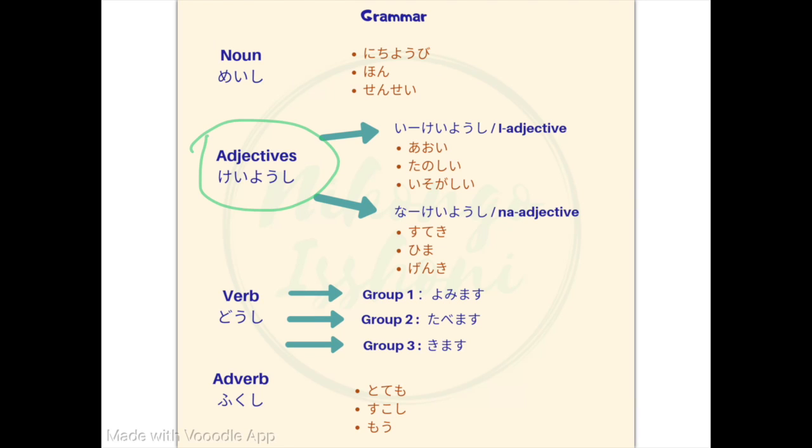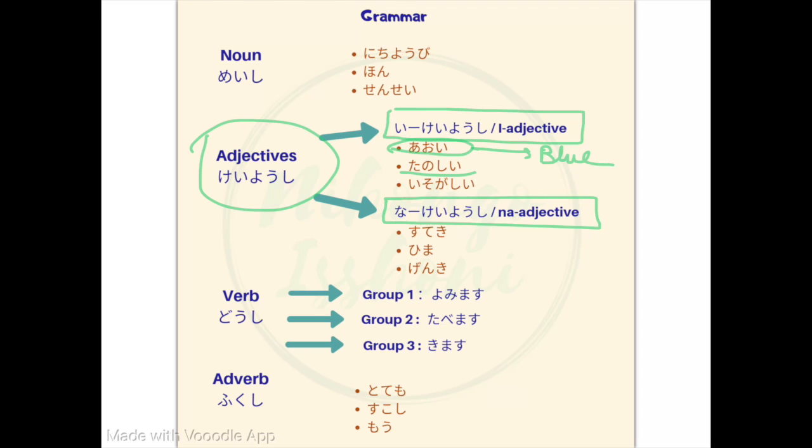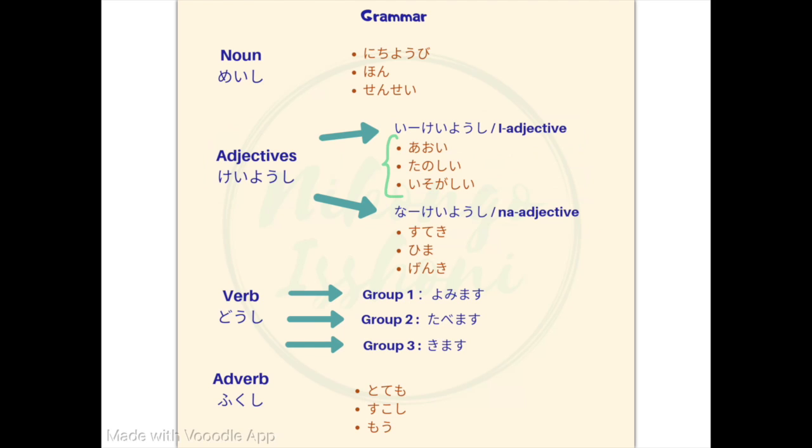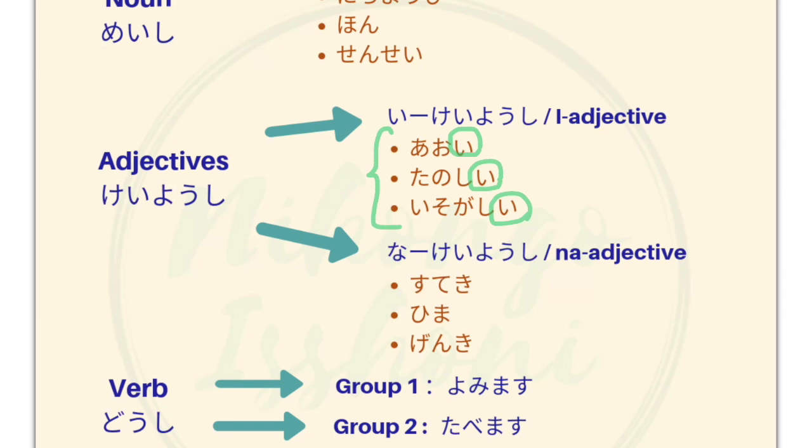In Nihongo we have two kinds of adjectives, that is i-keiyoshi and na-keiyoshi. That is i-adjective and na-adjective. Now the examples of i-keiyoshi are aoi. Aoi means blue. Tanoshii means enjoyable. Isogashii means busy. Note this, in each of these words the ending is i. So these are the i-adjectives.